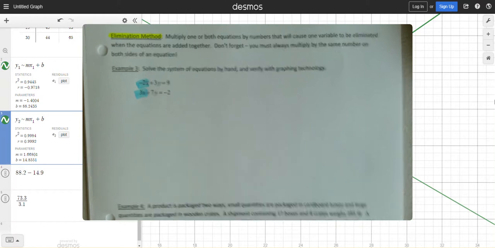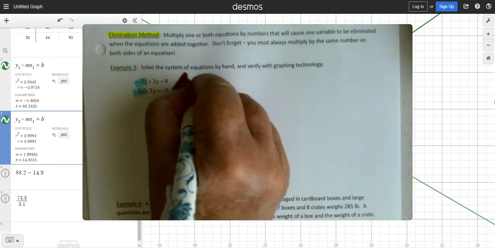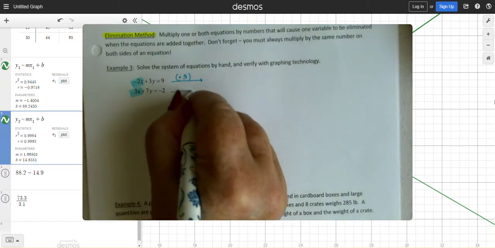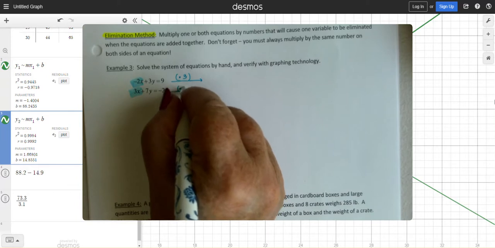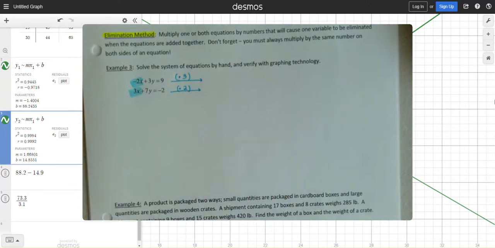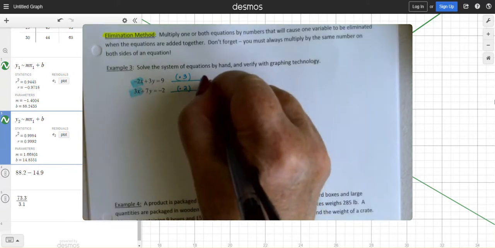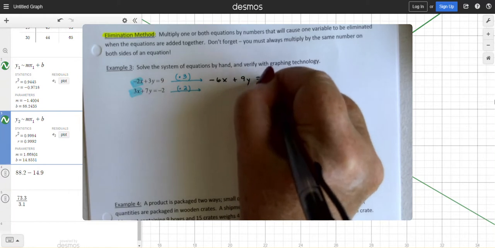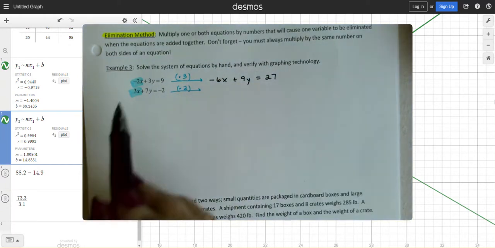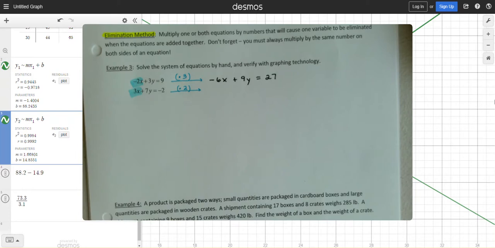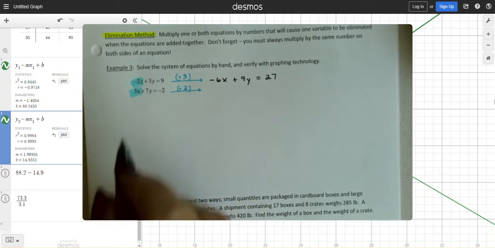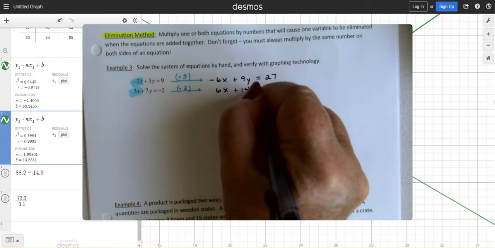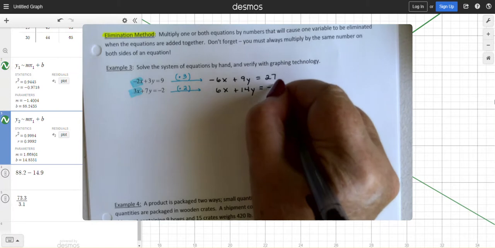In order to do that, I would have to multiply this top equation by 3. And I'd have to multiply this bottom equation by 2. When I do that, the top one becomes -6x plus 9y equals 27. Again, notice I multiplied through everything, both sides. And when I multiply by 2 down here, I'm going to get a positive 6x plus 14y equals -4.